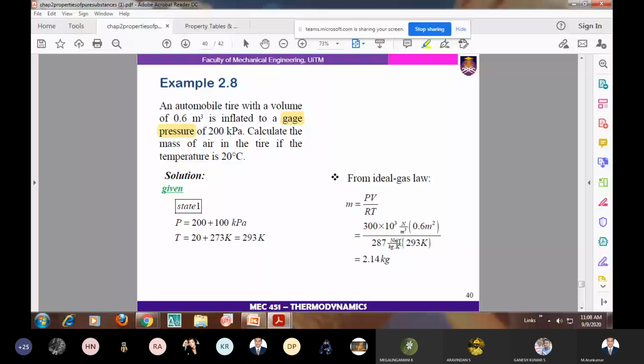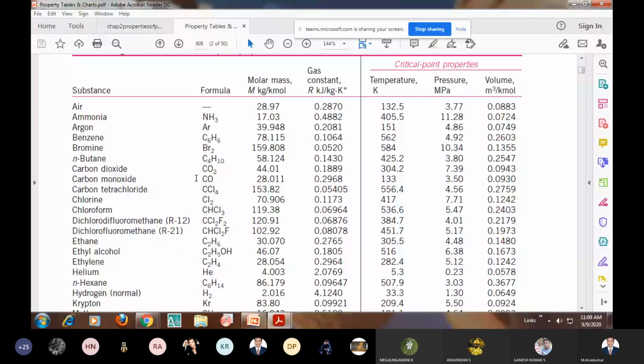Just remember this gas constant R, that is 287 Newton meter per kilogram Kelvin. This is a constant value, so try to remember it at any time, like acceleration due to gravity g. This is also a constant value. Keep in mind this 287 Newton meter per kg Kelvin, that is your gas constant, or we can take it from the property tables that will be available. You just have to search.